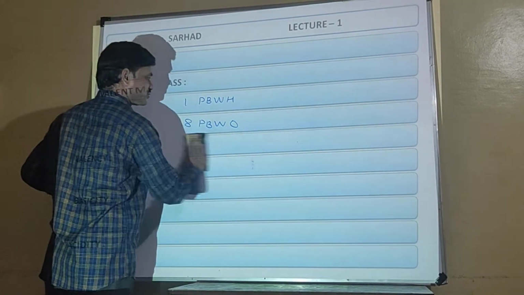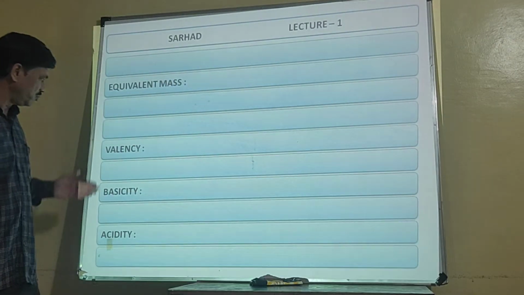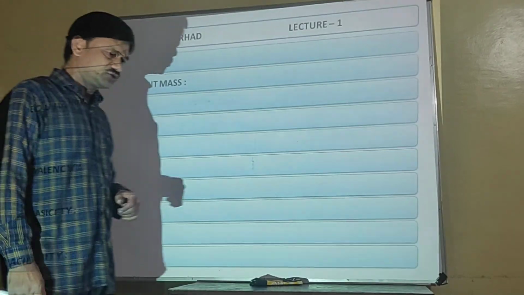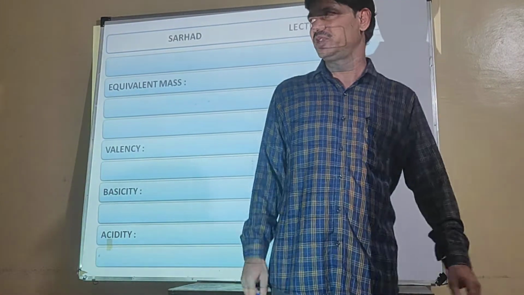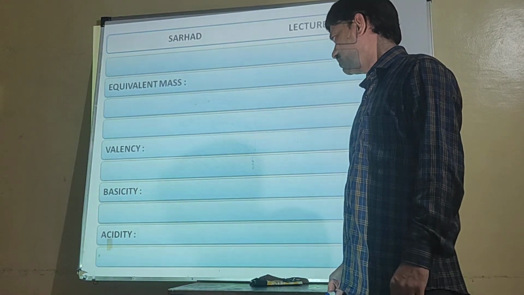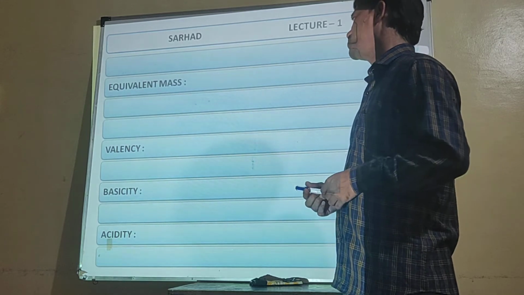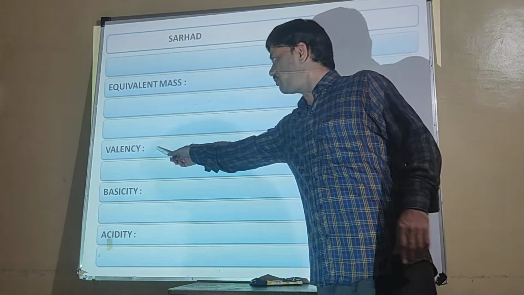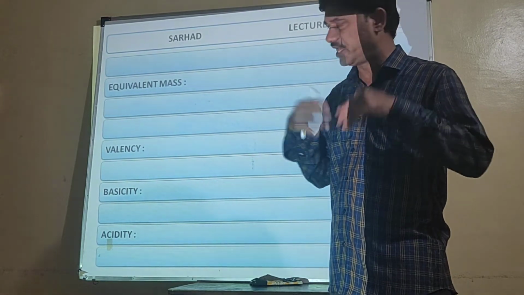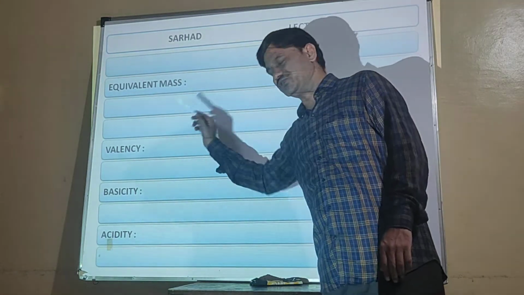Now in further discussion, you should be familiar with these three important terms: valency, basicity and acidity. Can you tell me valency? Simple definition: it is nothing but the combining capacity of an element. Another one: the maximum bond formation capacity of an element is also known as valency. And the third one: the number of electrons lost or gained in order to have stability is also known as valency.